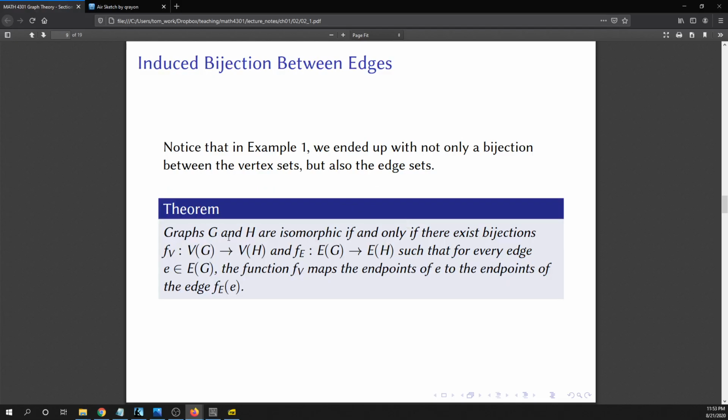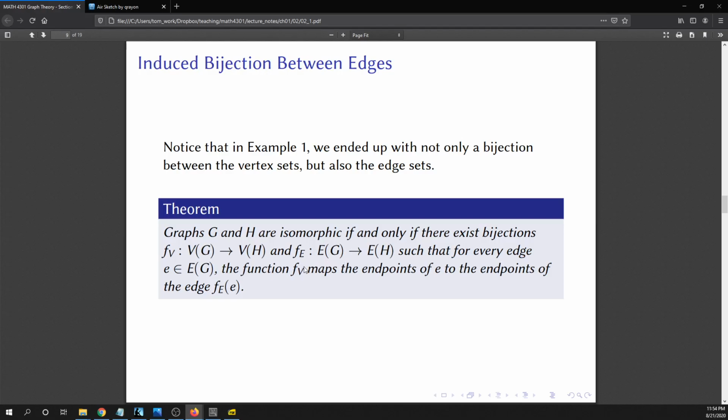All right, so the theorem here says graphs G and H are isomorphic if and only if there exist bijections between the vertex sets and the edge sets, such that for every edge in the edge set of G, the function f of v maps the endpoints of E to the endpoints of f sub E of little e. Okay, so in other words, you get an edge preserving situation here as well. So if you have two bijections that do that.